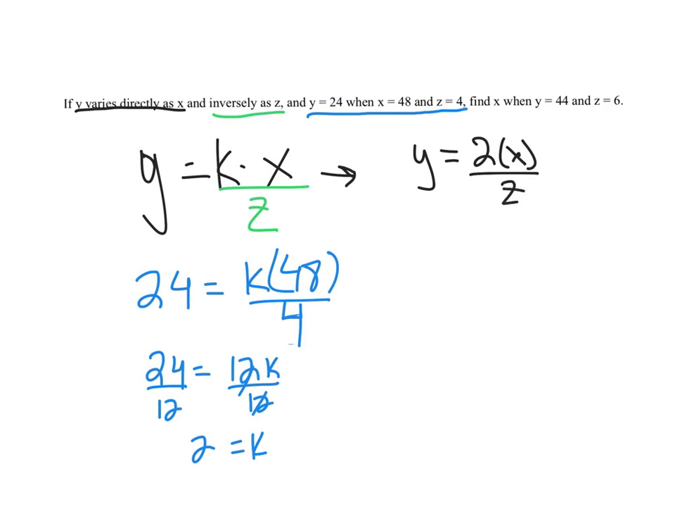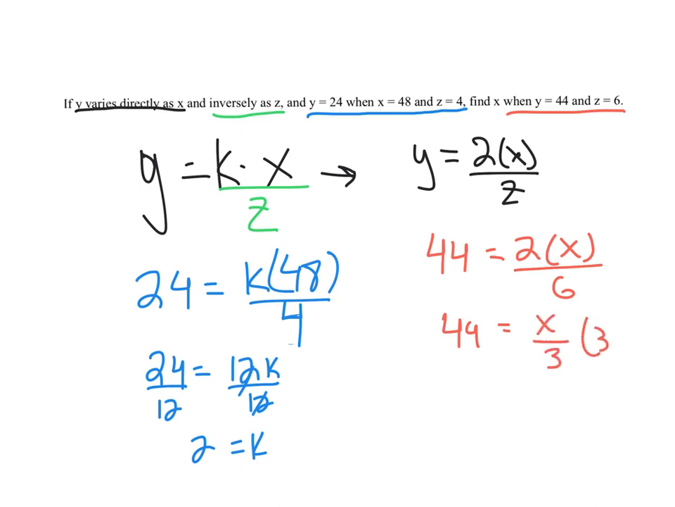And we're going to then plug in this information to solve for, in this case, x. So find x when y is 44. We don't know what x is, but we do know that z is 6. Well, 2 over 6 can simplify to 1/3. So after multiplying both sides by 3, three times 44 would give us 132. So x would be 132.